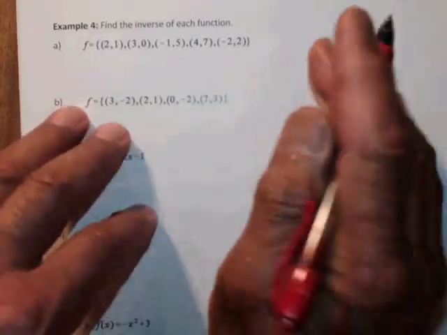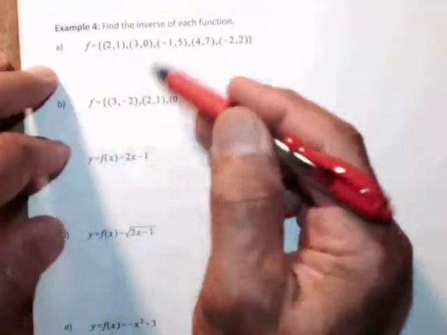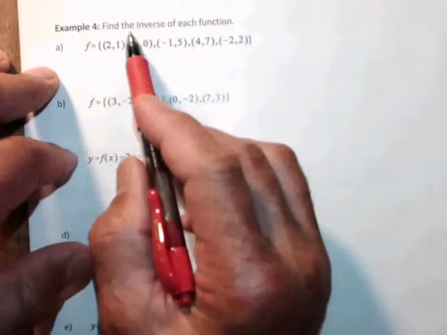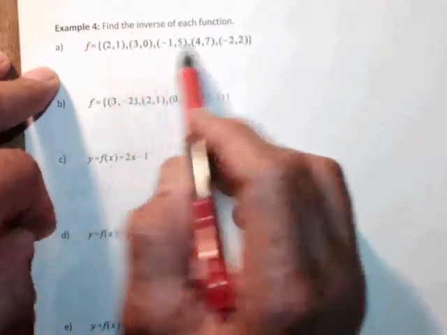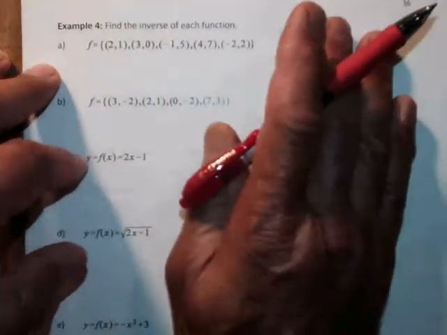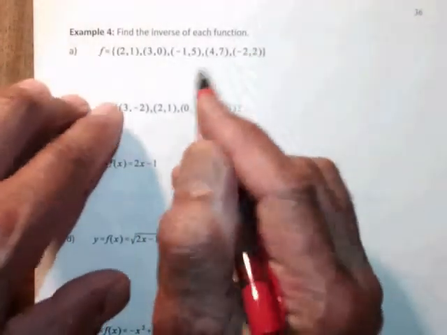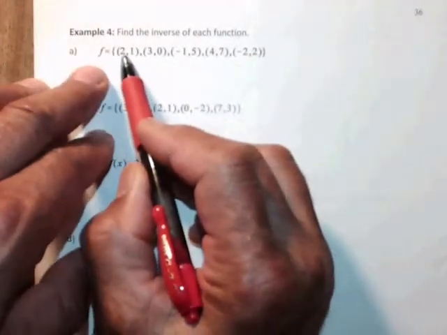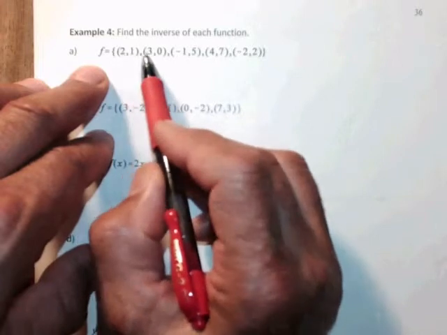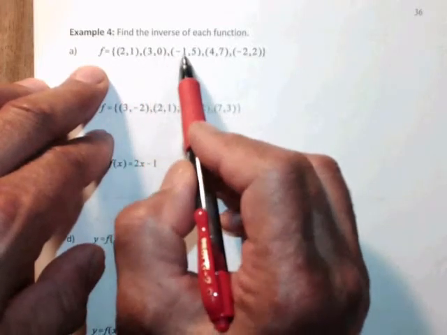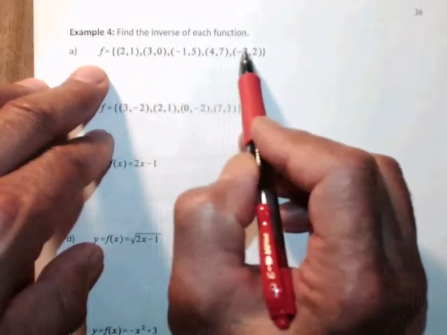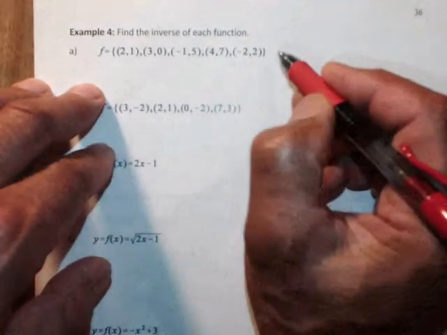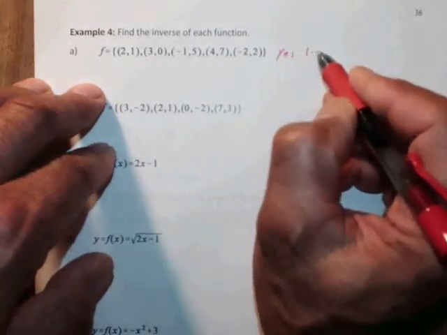Okay, here are our examples. We have these functions here. I want to find the inverse. But first of all, this is a function, otherwise it doesn't make any sense to talk about anything. But is it 1 to 1? You see, 2 is not repeated, 3 is not repeated, negative 1, 4 and negative 2 are not repeated. So yes, 1 to 1.